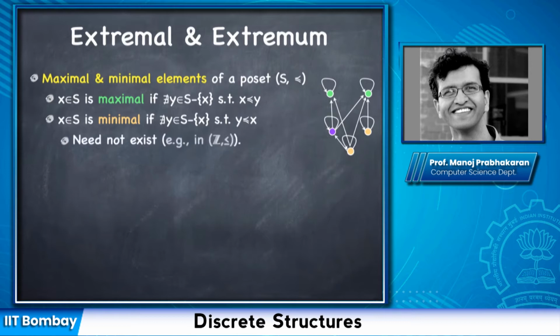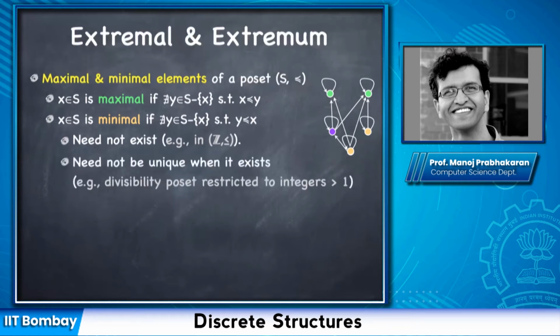Okay, and maximal and minimal elements need not exist in a poset. For instance, if my poset is the set of all integers and the partial order is less than or equal to, then there is no smallest element or biggest element in that. For any element you pick, there is a smaller element, and for any element you pick, there is also a larger element. Right? So there cannot be a maximal or minimal element in this poset.